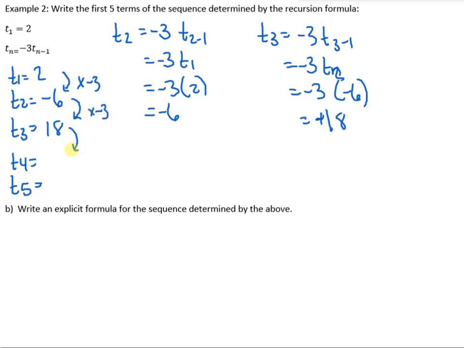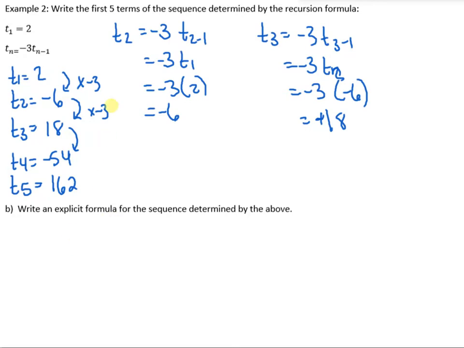Okay, so after this, you can start to see a pattern. If not, go ahead and use the recursion formula. Use a recursion formula on your test and everything for at least 1 or 2 of these, and then if you can see a pattern, then that's totally fine too. Okay, so that's what we get for the first 5 terms, and now it wants us to write an explicit formula.